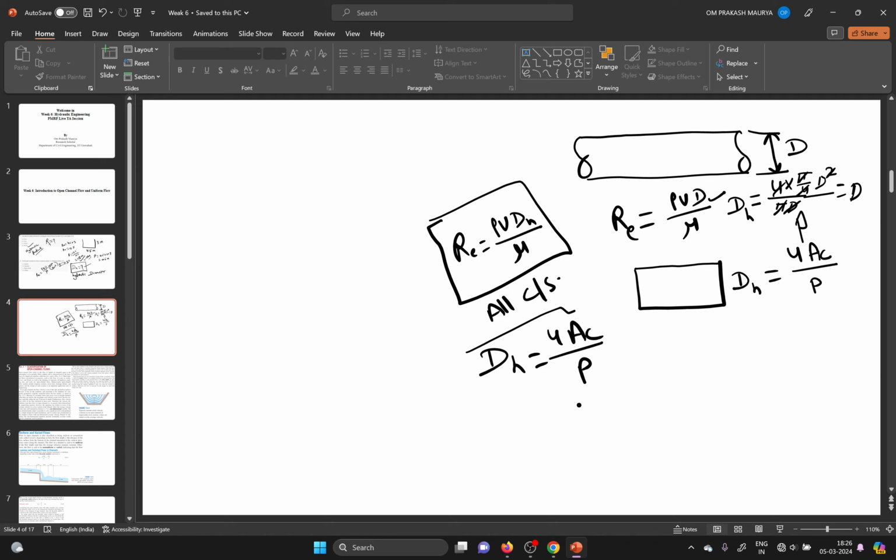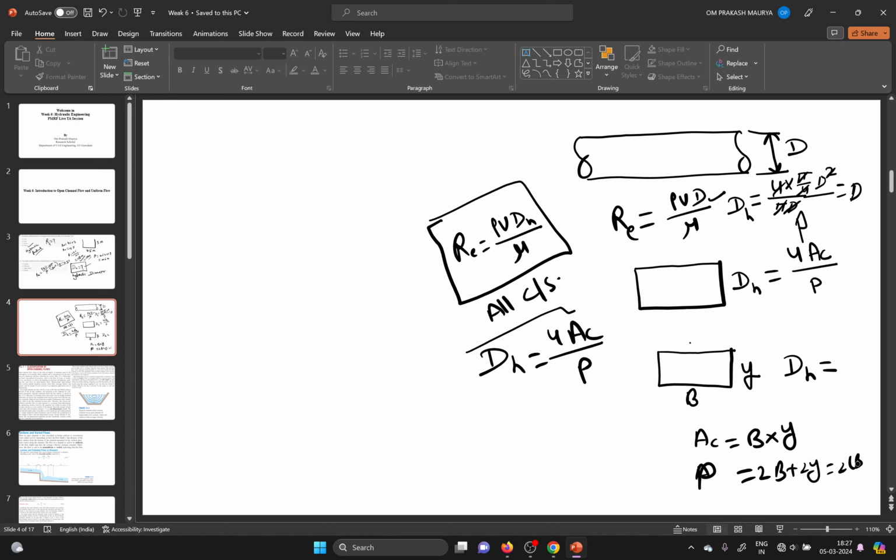So now, can you please calculate, if it is a rectangular duct, your B is there and Y is there. So what is DH? The area of cross section is B into Y, and your perimeter is what? Here the water is full, not open channel. This is not the case of open channel flow. I am talking about the rectangular duct. So perimeter is 2B plus 2Y, that is 2 times B plus Y.